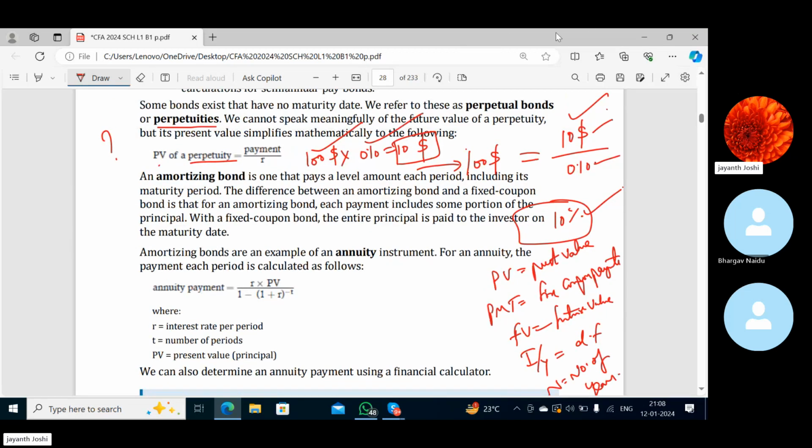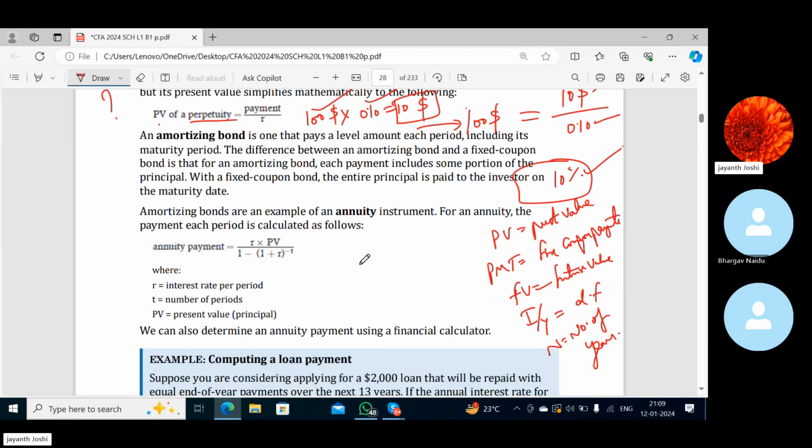Okay. This is a new book, new PDF, new material, so there are some changes. Now, next comes the amortizing bond. What do you mean by an amortizing bond? See, let's say you are buying a bond, or let's say you have taken a housing loan. Let's say you have taken 40 lakh rupees.